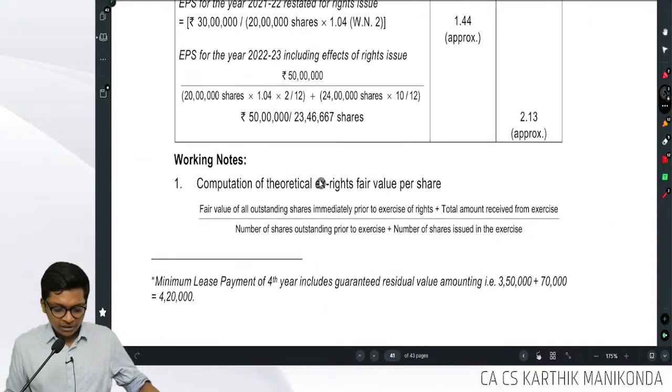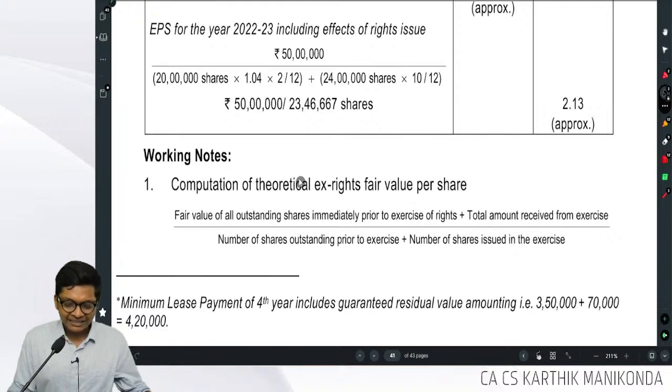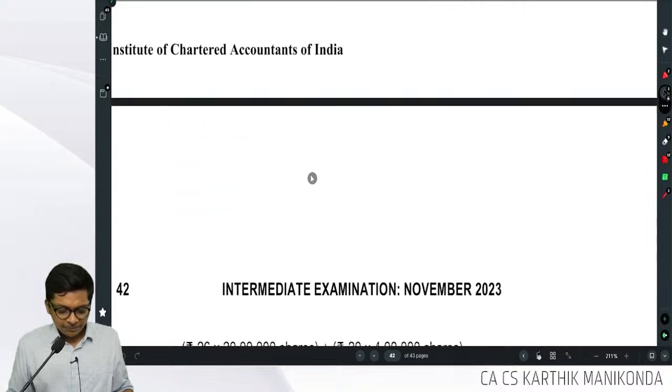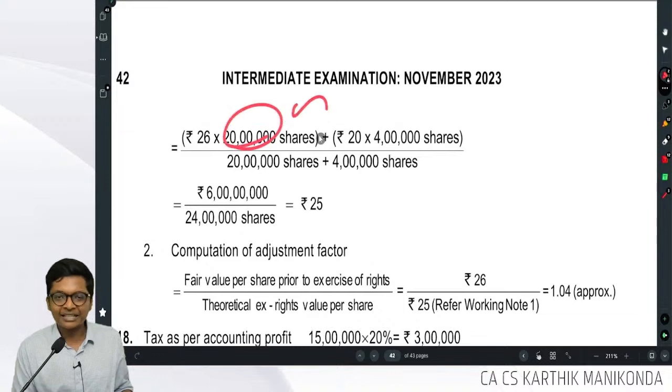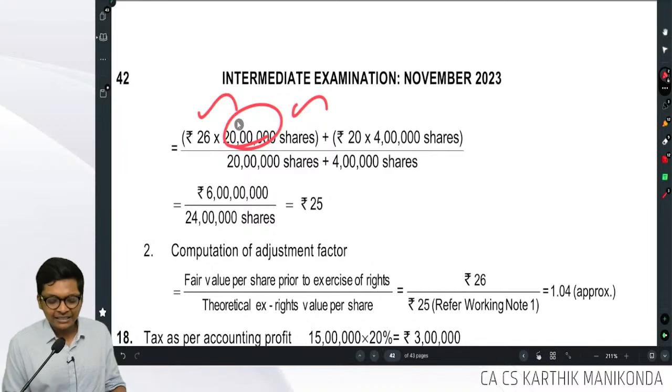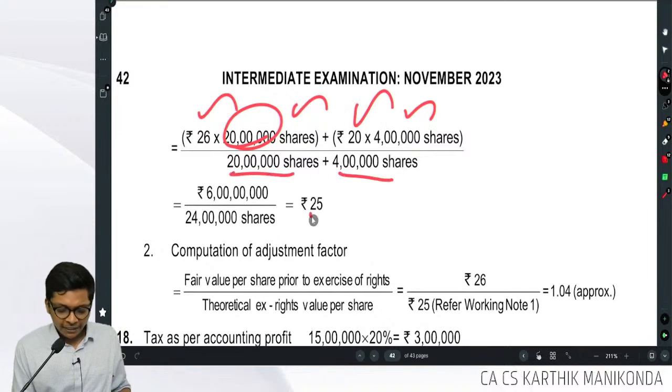I told you the steps. Step 1 is computation of theoretical ex-rights price. That big formula I told. It's simple, guys. What is the formula? Number of shares before rights issue is 20 lakhs. Tick. What is the price before rights issue in the question? 26. Tick. Then how many rights shares? 4 lakhs into rights issue price 20, divided by existing shares and new shares. Then you divide, you will get 25.